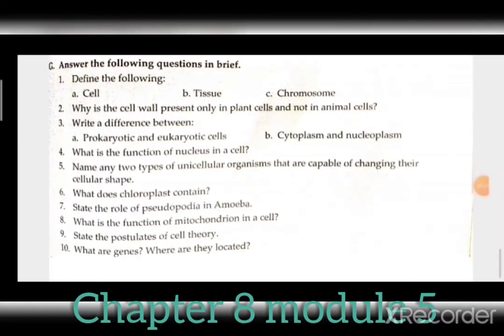Next question is, state the postulates of cell theory. So there are three main postulates: that all living organisms are made up of cells. Second is, the cell is the basic unit of life. Third is, new cells arise from the old cells. So these are the postulates of cell theory. You can take the help of your book or notebook and you can write from there.